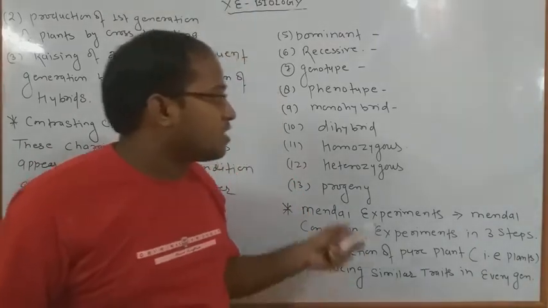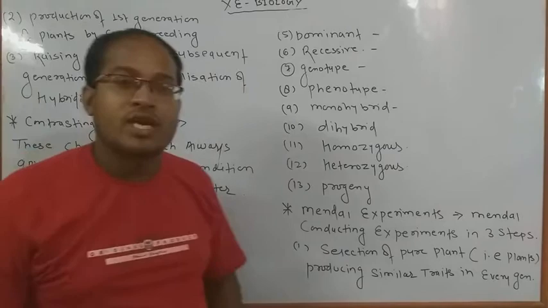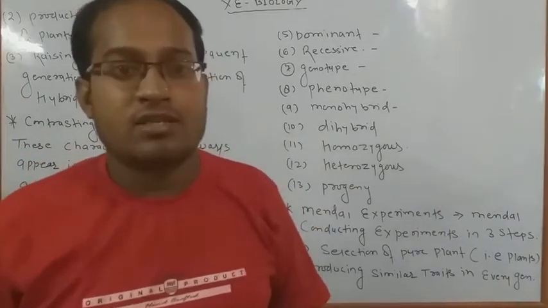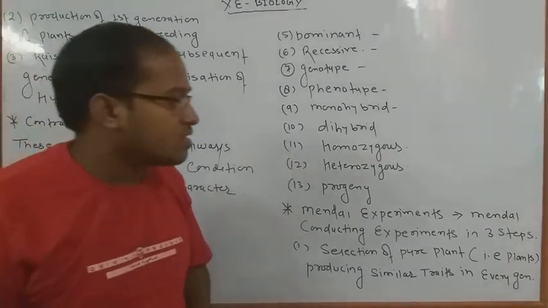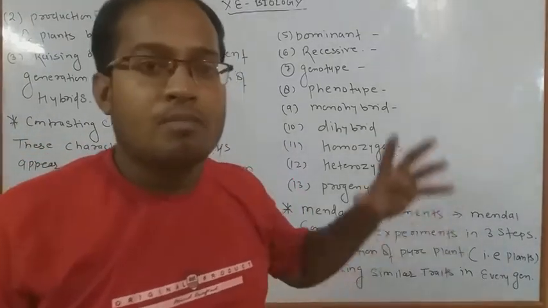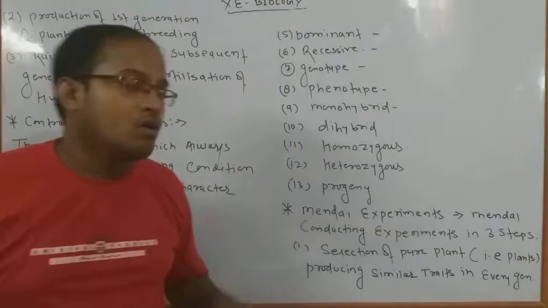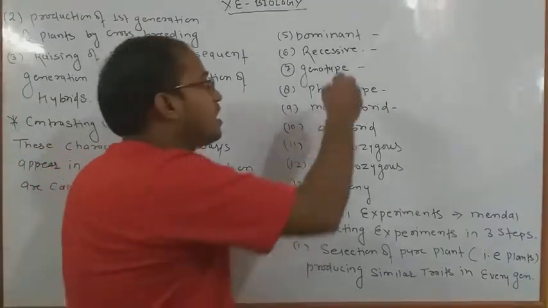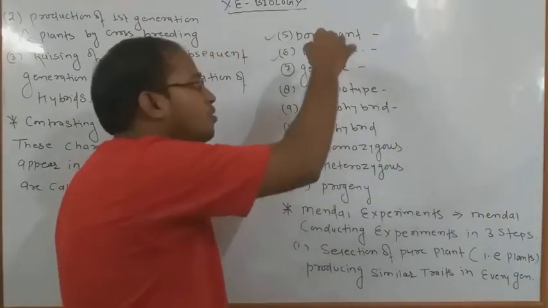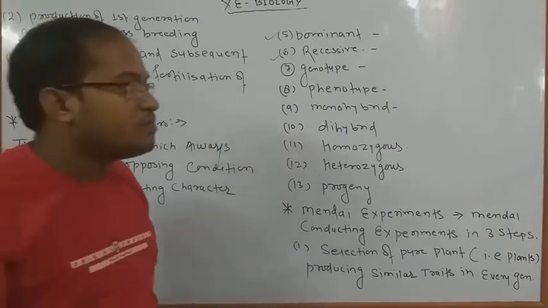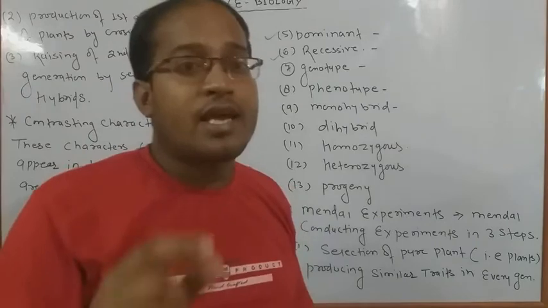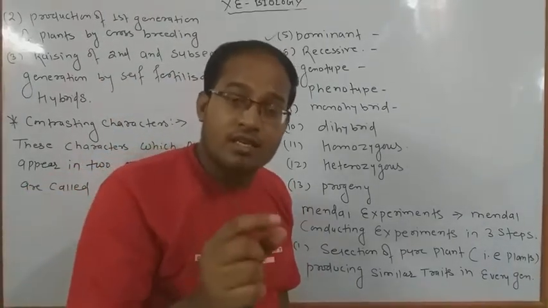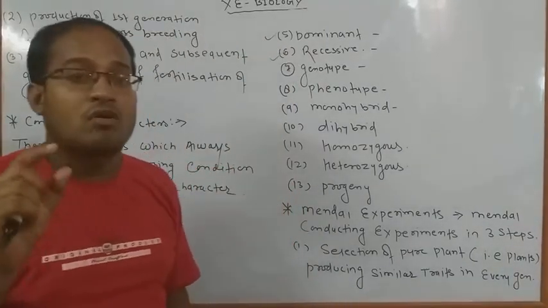But in the last video we discussed only four terms: traits, characters, alleles. Now today we are going to discuss some more properties of Mendel's experiment. The first one is dominant and recessive. We are taking both together. Dominant is a special type of character, and it can express its character in any situation, and it is called dominant.